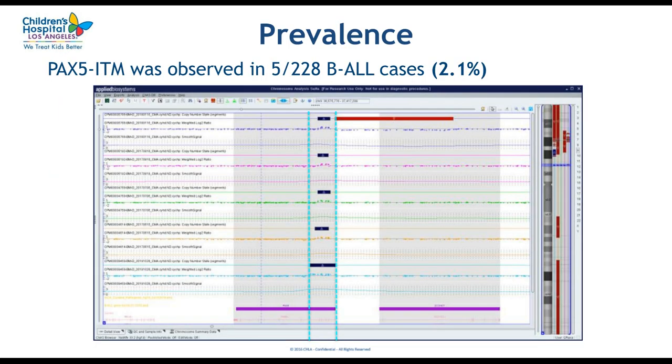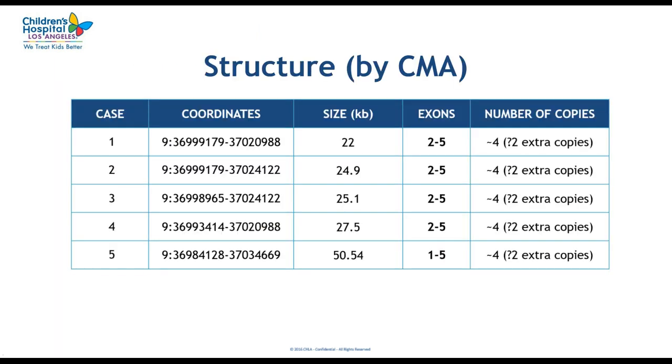So in a cohort of more than 200 cases, we had 5 cases of this PAX5 abnormality, for a prevalence of about 2%. And then based on array data, it seemed to have pretty consistent size, about 25 kb, with only the first case that I described being a little larger. And it always seemed to involve exons 2 to 5, as previously described.